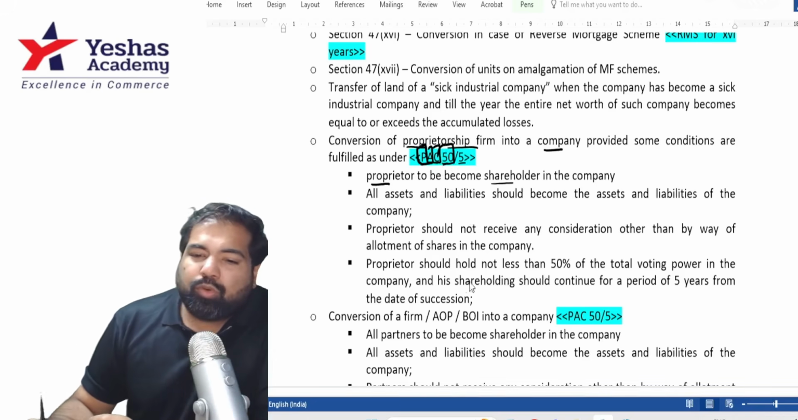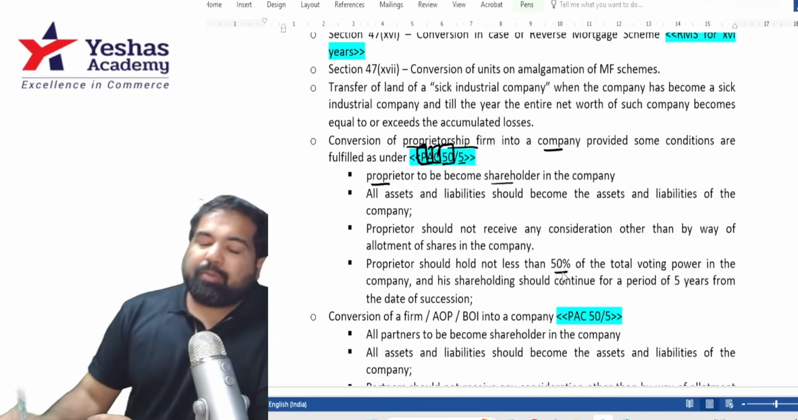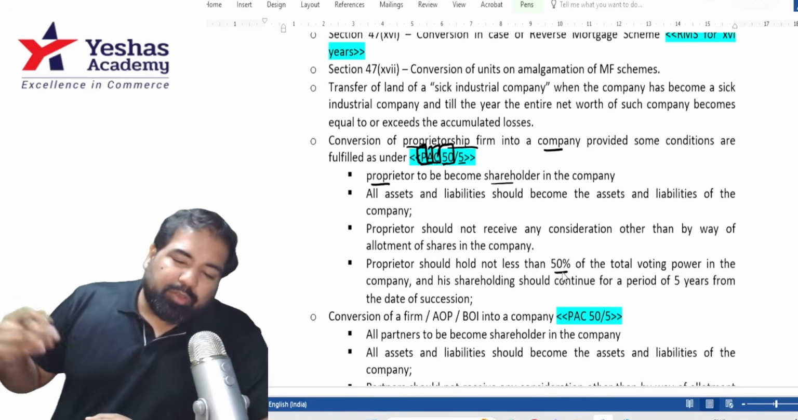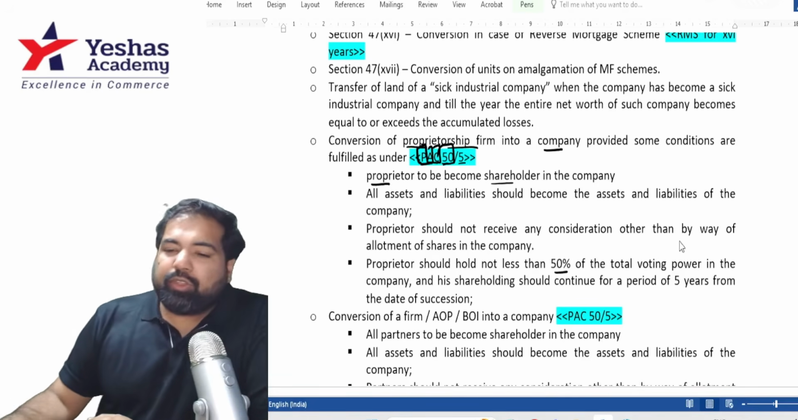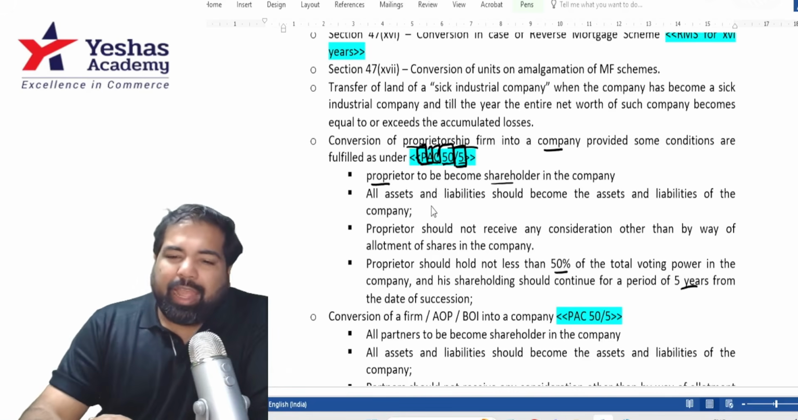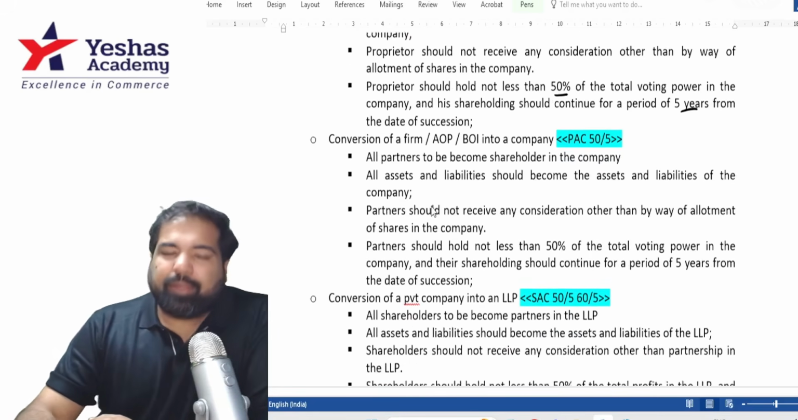That means the proprietor should hold not less than 50% of the company, and should hold 50% or more of the next company, and that should continue for the next 5 years. That's why it's 47. Section 47 is the shortcut, and this is when capital gains will not apply.